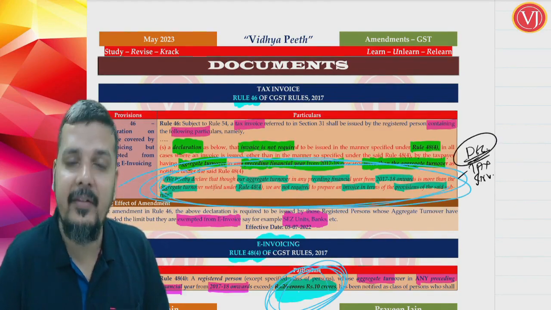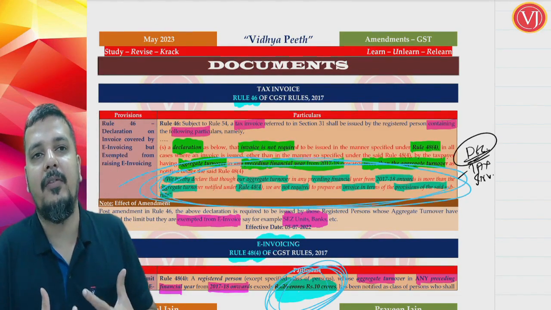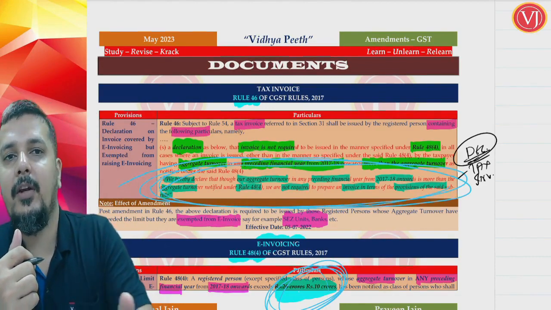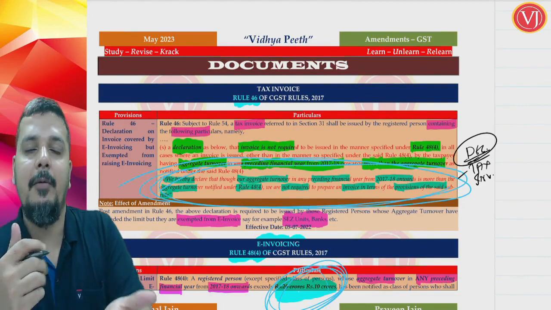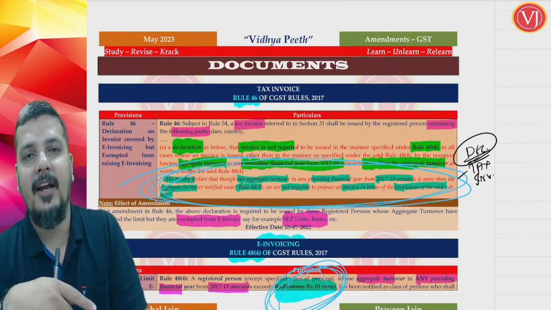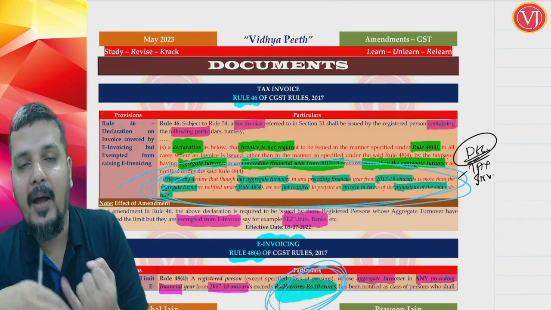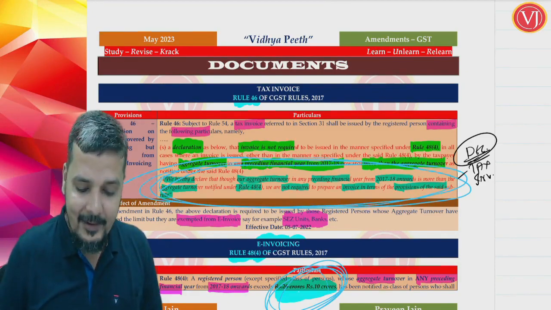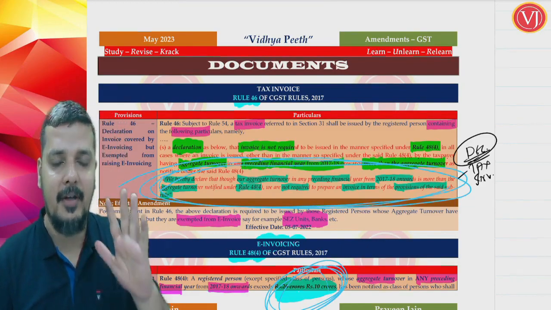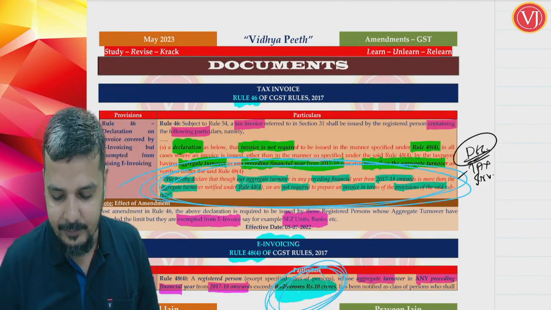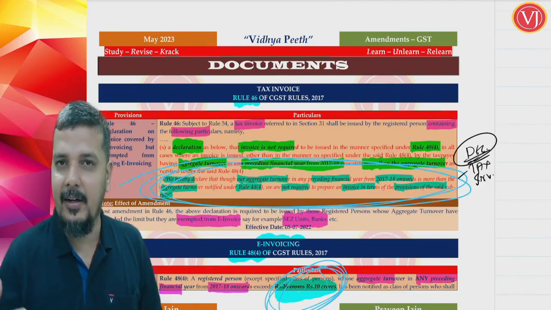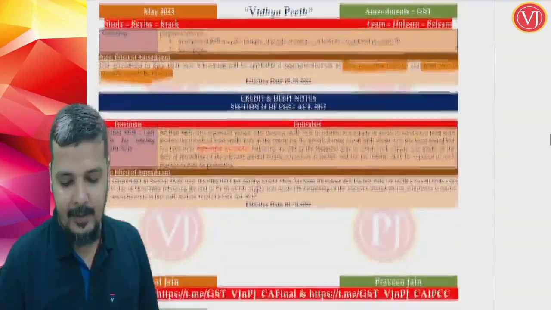This declaration will be there on my tax invoice, so that the recipient, the person who is getting the goods or service, will understand that his turnover is more than what is required for e-invoicing, but he is not giving me an e-invoice because he is covered by the exempted category. Maybe you are talking about banks, or multiplex screens, or SEZ units. They are exempted from e-invoicing, so they have to give this particular declaration, as additional content of the tax invoice. So that is another amendment here.